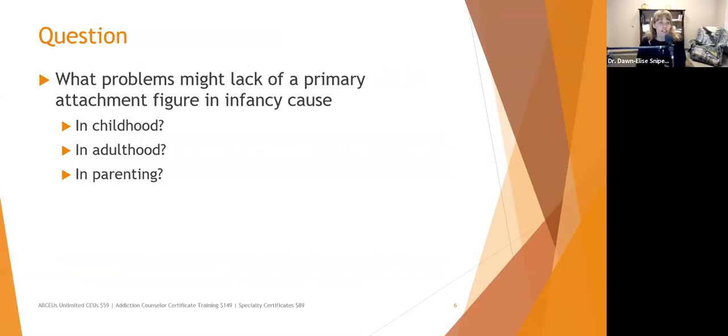In adulthood, you still have that, unless people have addressed it and really looked back and worked through those issues, you still have that ineffective internal working model of what relationships and what people are like. So it creates problems in attaching to other adults, and it creates problems in later parenting because we learned what we lived a lot of times.